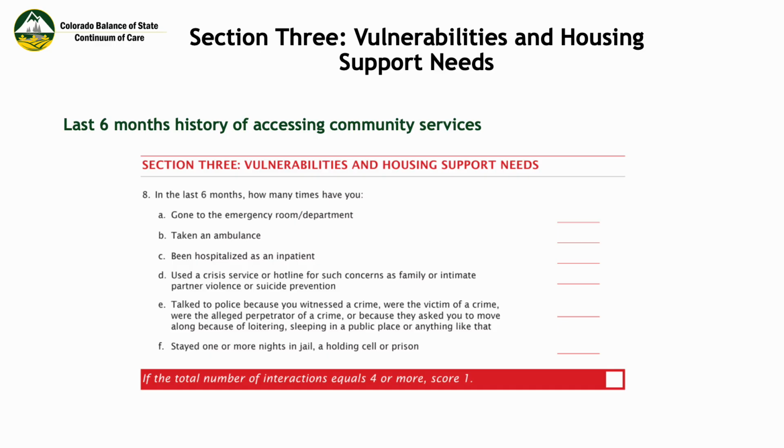Section 3, Vulnerabilities and Housing Support Needs. This question will look at, in the last 6 months, the history of accessing community services. You'll notice the way that question 8 is written has an initial question and then follow-up questions, as well as asking someone to think back in the last 6 months. Therefore, it's most helpful to help count back time for 6 months, as well as restate the initial question when you ask the follow-up questions.